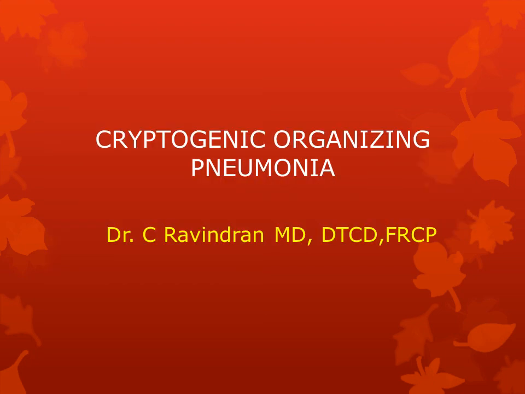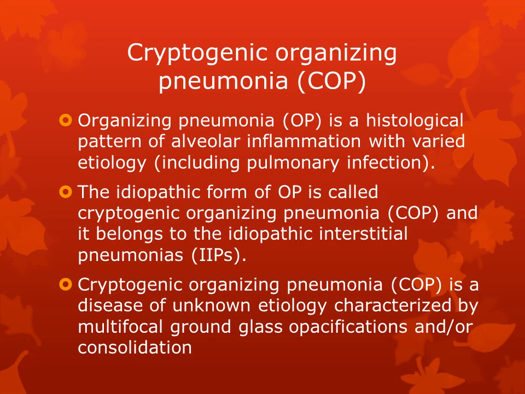Today I am going to talk on cryptogenic organizing pneumonia. What is cryptogenic organizing pneumonia? Organizing pneumonia is a histological pattern of alveolar inflammation with varied etiology, including infection. The idiopathic form of OP is called cryptogenic organizing pneumonia and it belongs to the idiopathic interstitial pneumonias. Cryptogenic organizing pneumonia is a disease of unknown etiology characterized by multifocal ground glass opacifications and/or consolidation.